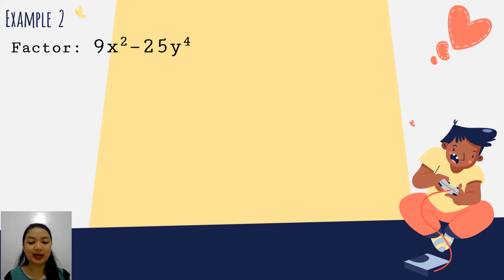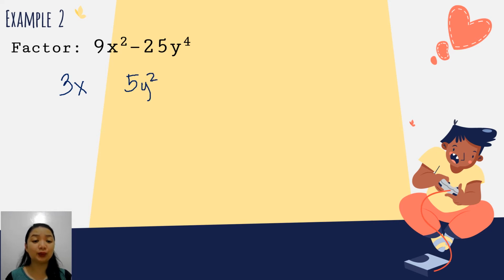In this case, we have 9x squared minus 25y to the 4th. Once again, we get the square root of 9x squared. What is the square root of 9x squared? Yes, that is actually 3x. How about 25y to the 4th? What is the square root of 25y to the 4th? Correct. That is 5y squared.